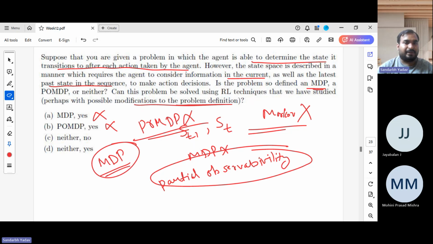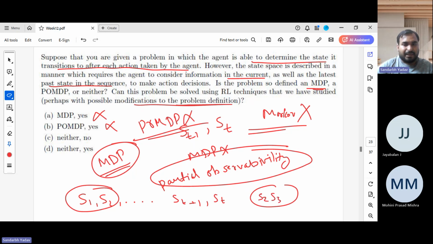And how you can formulate an MDP is, suppose the states were S1, S2, up to ST minus 1 and ST. What you can do is club these together and consider them as one state. The next state will be S2, S3, and then S3, S4. Now this becomes Markov, right? Because it doesn't have dependency on the previous one, since these are coupled together. In this way, by modifying the problem itself, we can solve it using other techniques. So this is not an MDP, not a POMDP also, but we can solve it using other techniques by just modifying it. So the answer is neither, but yes.